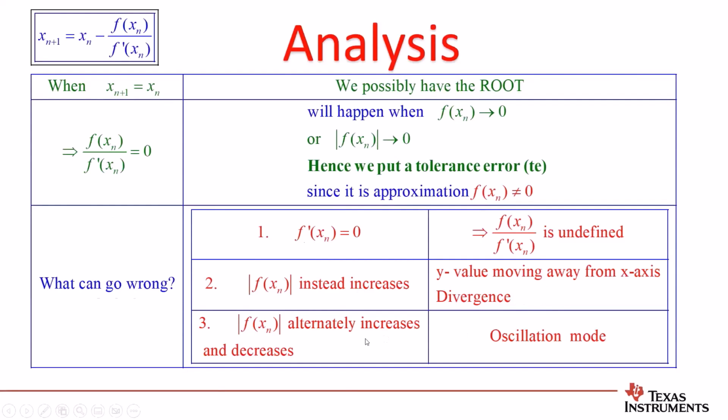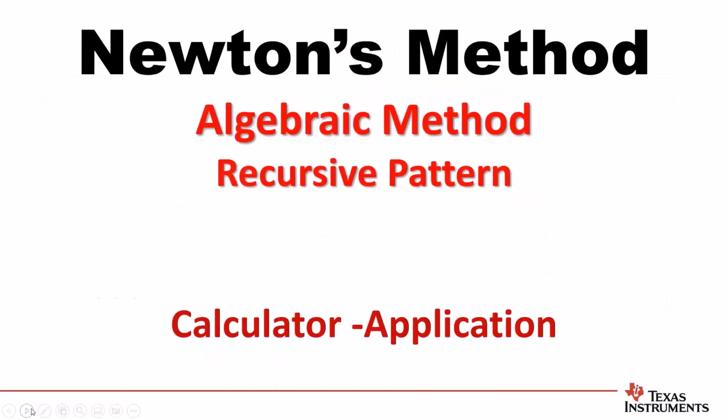And lastly, we could have the y value increase once, then decrease, then increase. So it actually sets itself into an oscillation mode. So we have to be very careful in selecting our initial point. So these are some of the problems that we could actually have with Newton's method.